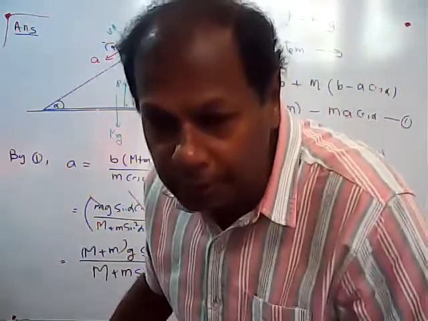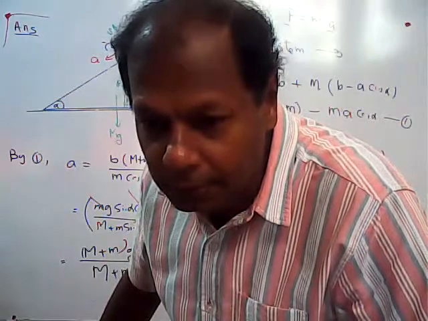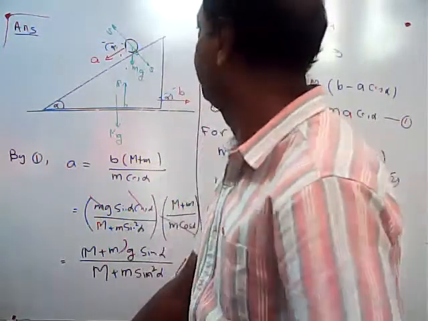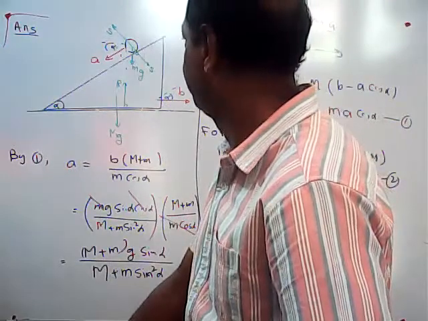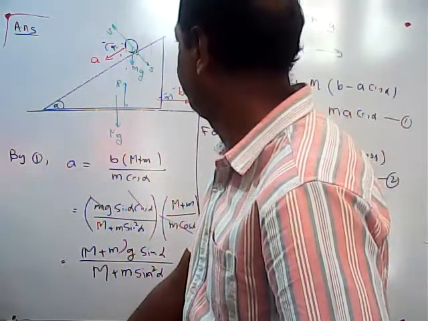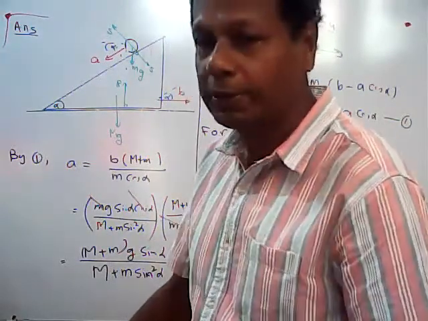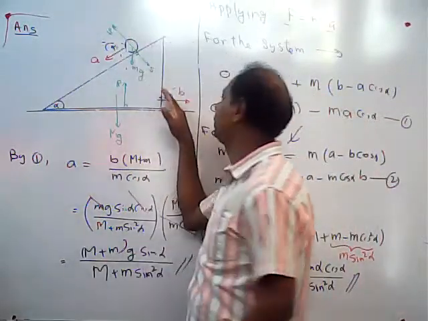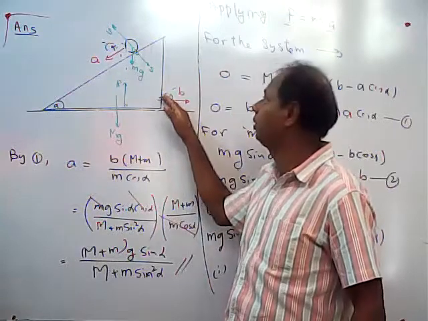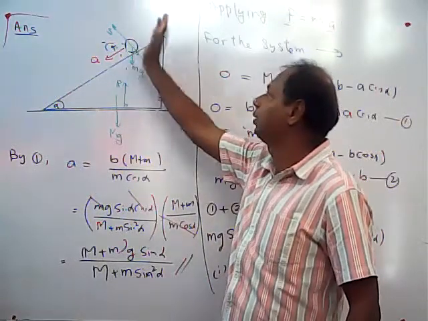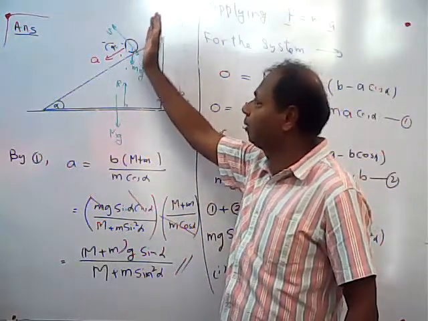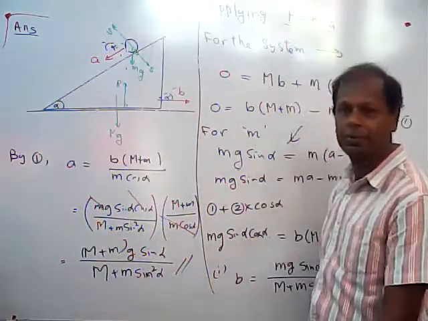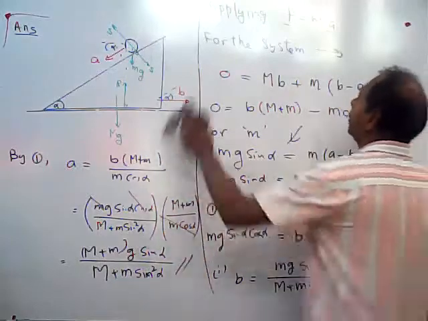You want to apply it to the particle perpendicular to the wedge. You can apply vertically also. If you take perpendicular to the wedge, you will have to consider B also. So you can forget B if you apply vertically. Okay, we'll apply it vertically, no problem. There are many ways.